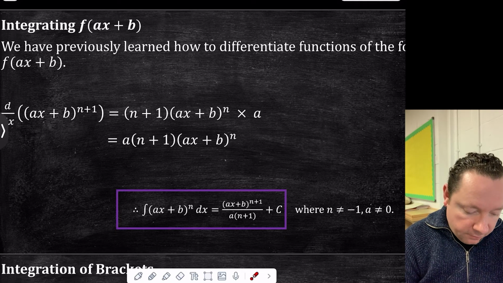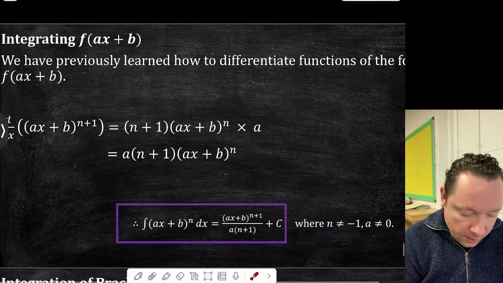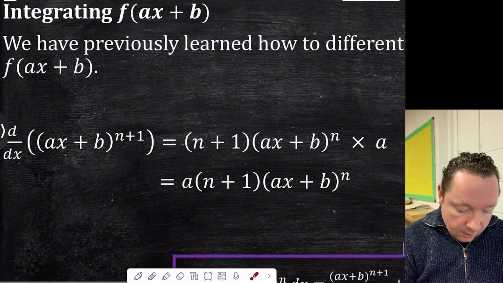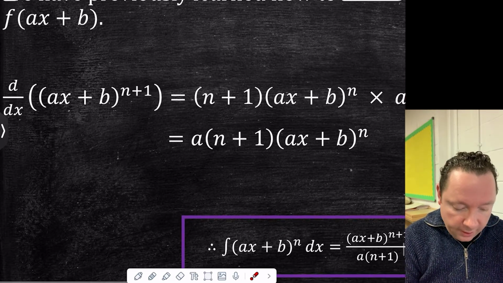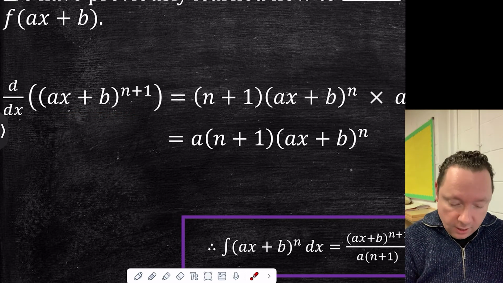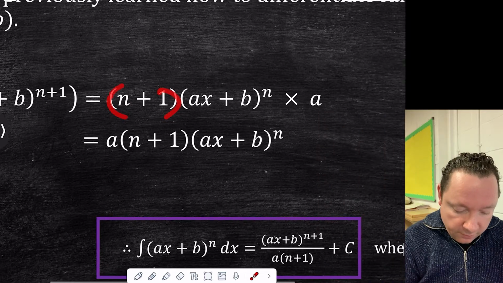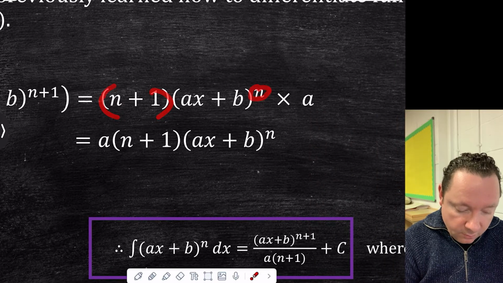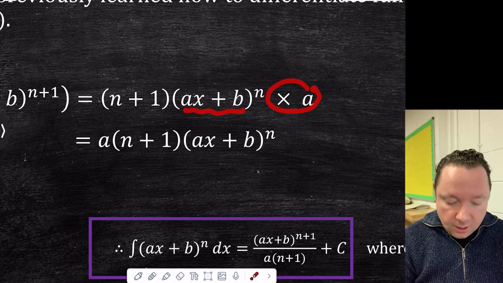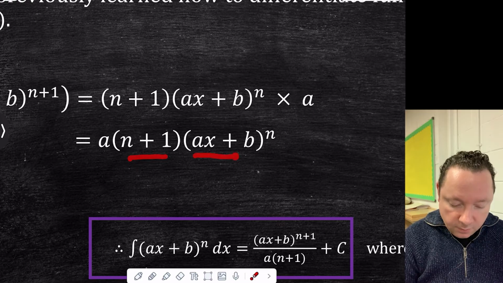Integrating functions of the form f of ax plus b. So we'll briefly recall how to differentiate functions of the form f of ax plus b, that's brackets. If we've got ax plus b to the power n plus 1, then when we're differentiating, we take the n plus 1 to the front, and we take 1 away from the power, and then we differentiate the bracket and times by it. So that gives you a times n plus 1, ax plus b to the n.